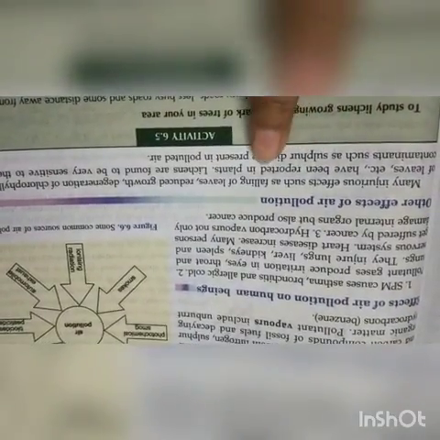Other effects of air pollution. Many injurious effects such as falling of leaves, reduced growth, degeneration of chlorophyll, mottling of leaves, etc. have been reported in plants. Lichens are found to be very sensitive to the level of contaminants such as sulfur dioxide present in polluted air.